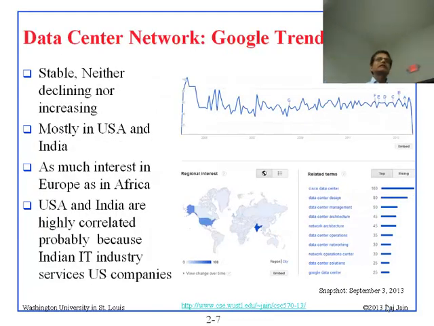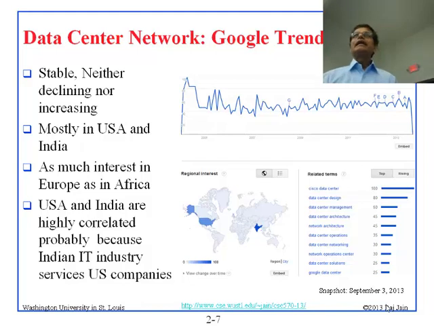So the first term I searched is data center network. All right? And you can see that from 2004 to 2013, it's just hovering around the same place. By the way, all the Google Trends graphs that you will see are scaled to 100, where 100 is the maximum. So wherever the maximum was, it's almost the same. It has not gone down or up.